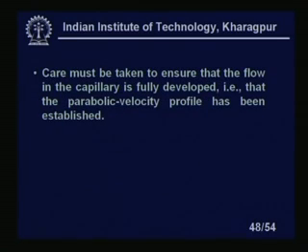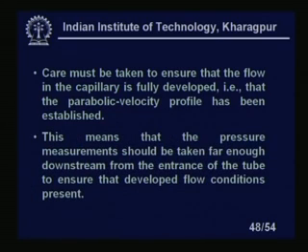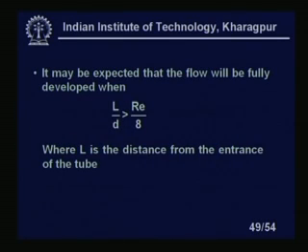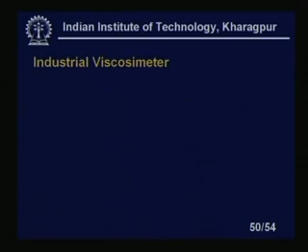Care must be taken to ensure that the flow in the capillary is fully developed, that is, that the parabolic velocity profile has been established. This means that the pressure measurement should be taken far enough downstream from the entrance of the tube to ensure that the developed flow condition is present. It may be expressed that the flow will be fully developed when capital L by D is equal to the Reynolds number by 8, where L is the distance from the entrance of the tube.